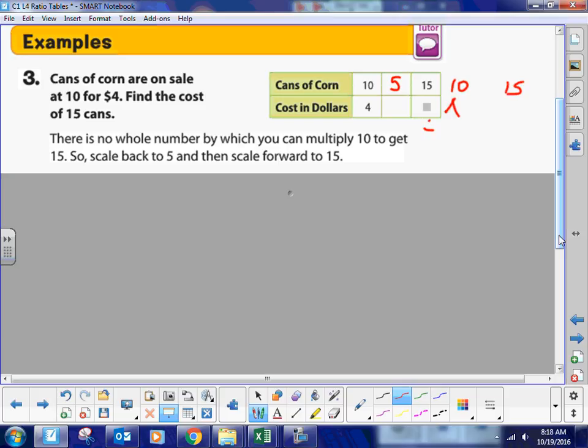This is 2. 2 times what equals 10? Is 5. Okay, then over here we do the same thing. 3 times 5. And we realize that 5 is the greatest common factor, which is the reason why it's put here.